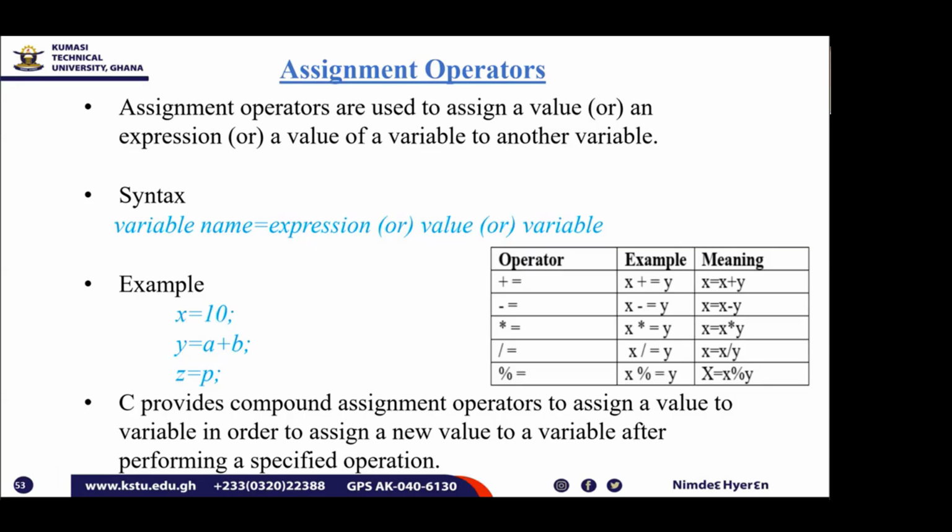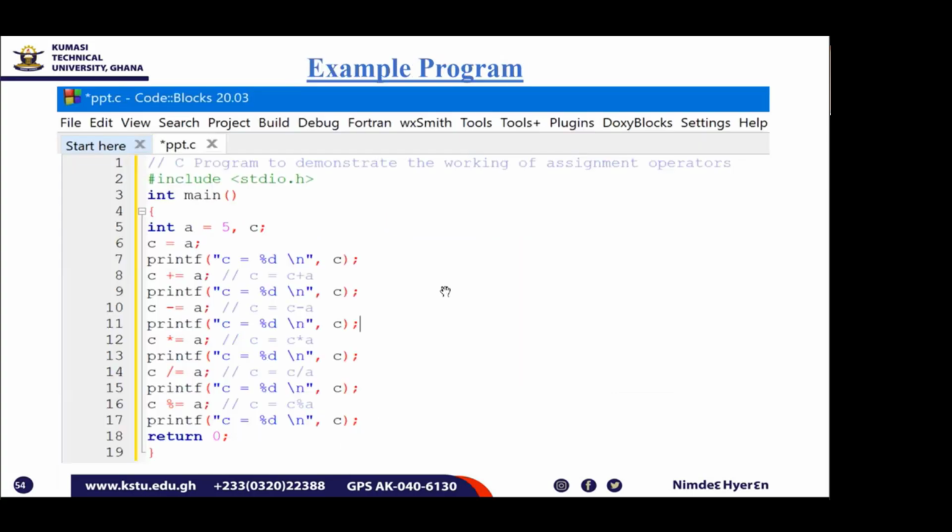Then we have division, where you have the forward slash. So x forward slash equals y means that x is equal to x divided by y. And then for modulus, we have the percentage sign and equals. So you have x percentage equals y, which means that x equals x modulus y. So this is the assignment operator.